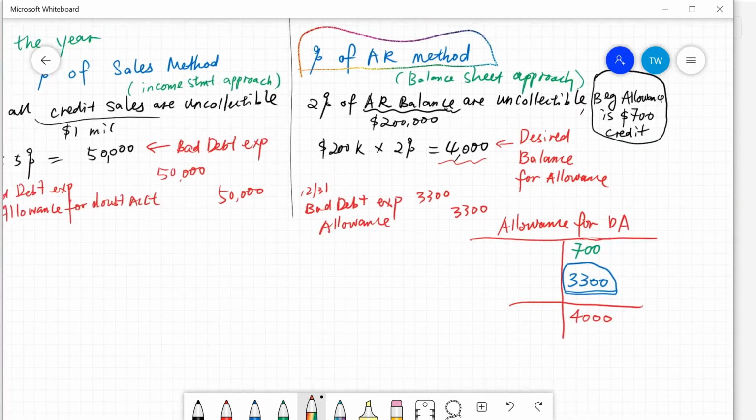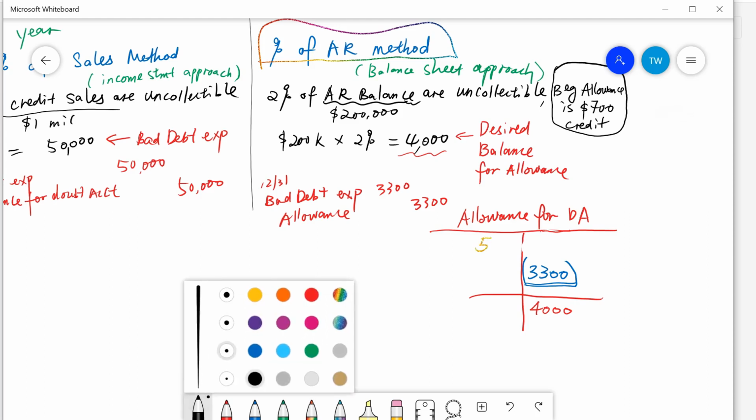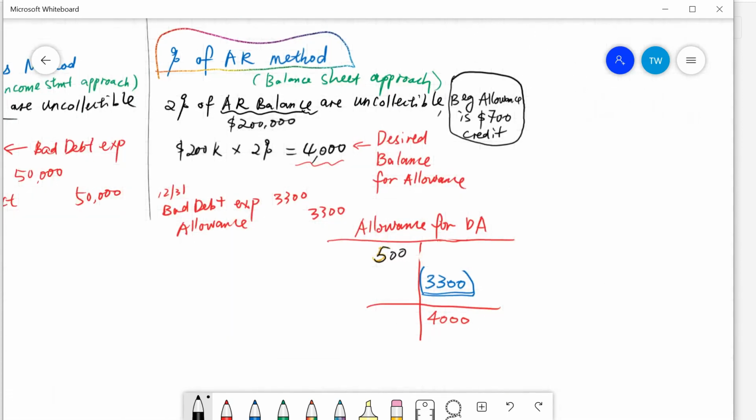So what if instead of the beginning balance being 700 credit, the beginning balance is 500 on the debit side? Well, it's possible, it could happen. So if instead of 700 credit, it's a debit balance of 500, now you have to redo the math.